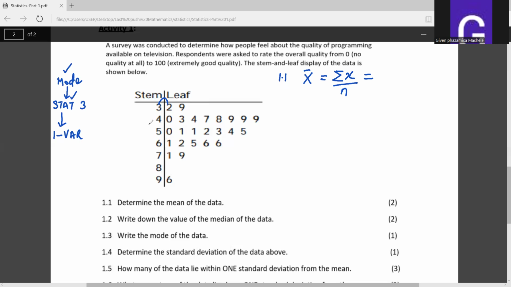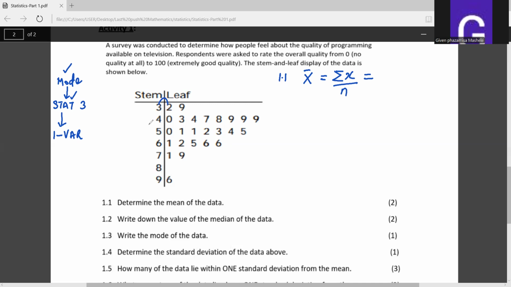You press equals to 47, 48, 49, 49, 49, 50, 51, 51, 52, 53, 54, 55, 61, 62, 65, 66, 66, then 71, 79, and the last one is 96.